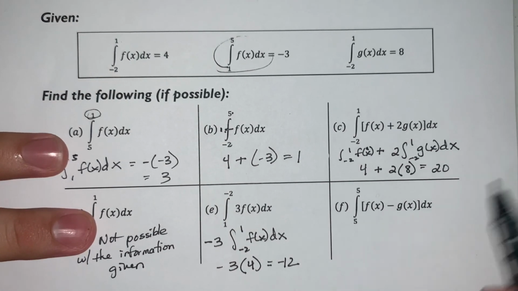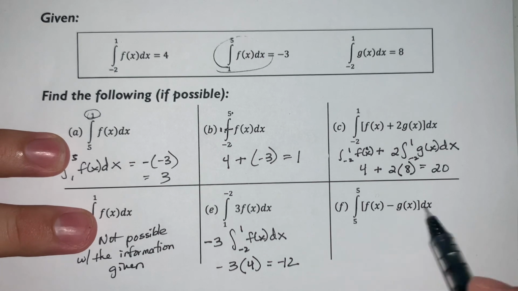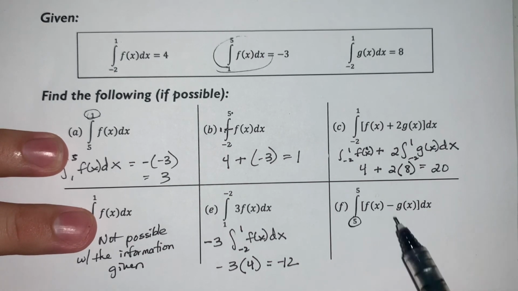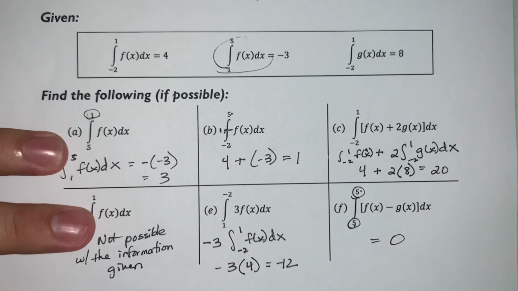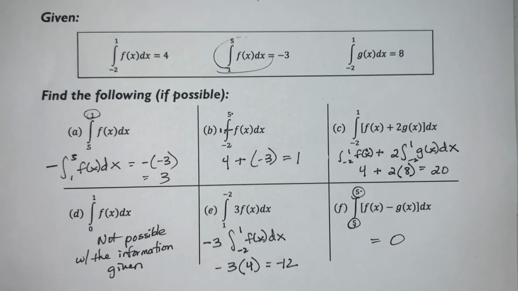And then lastly, we have this one. Sure, you can break this up, but I already recognize that they're asking me to find the integral with bounds from 5 to itself, and that's just going to be 0. All right, so hopefully that was simple enough.